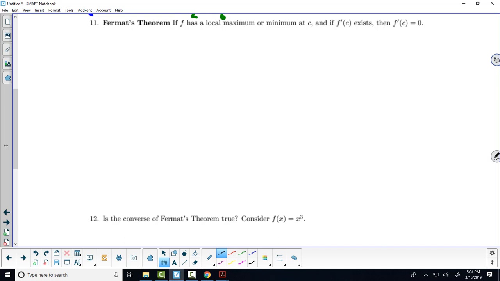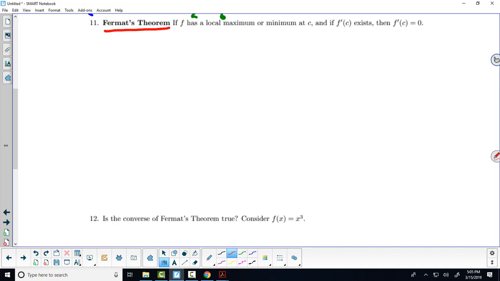All right, folks, so I want to go over something now called Fermat's theorem. This is a useful theorem that we're going to need to build Rolle's theorem, and we'll use Rolle's theorem to build the mean value theorem. So we're laying the building blocks for one of the big results of calculus.